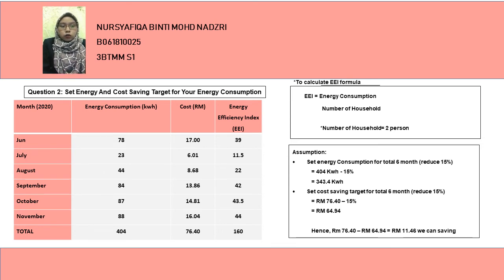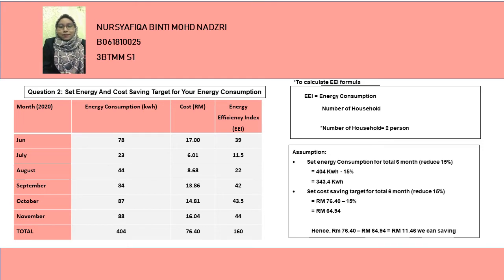For cost saving for those 6 months, we assume also a reduction of 15%. So the total cost for 6 months is RM 76.40, minus 15%. So we will get RM 64.94. 76.40 minus the 15% reduction is RM 64.94. So we will get RM 11.46 that we can save if we can reduce by 15% in 6 months. So that's all from me.